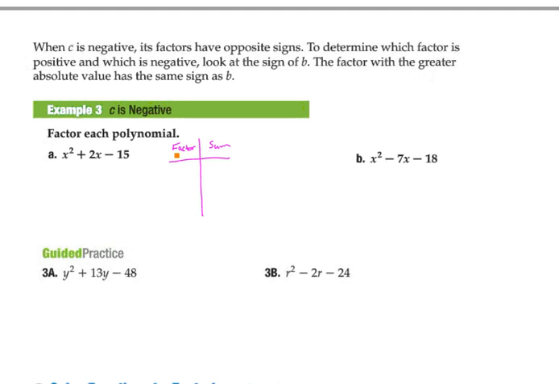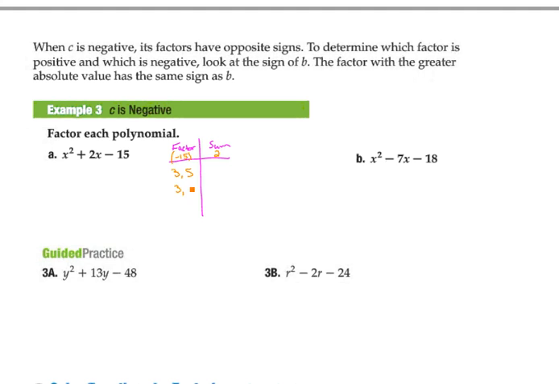Our factor has to be a negative 15 and our sum has to be 2. Okay, so I'm going to skip 1, negative 15 divided by 1. Negative 15 divided by 2 doesn't work. Negative 15 divided by 3 does. So I have 3 and 5.